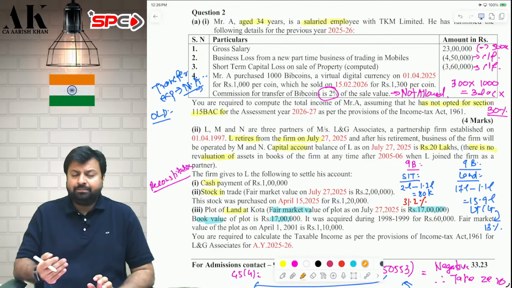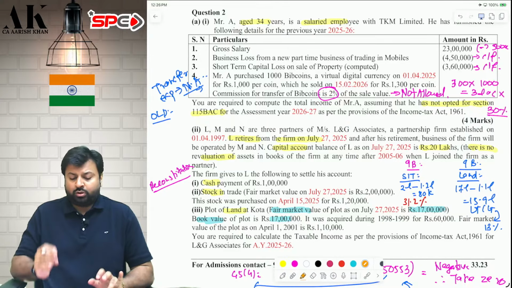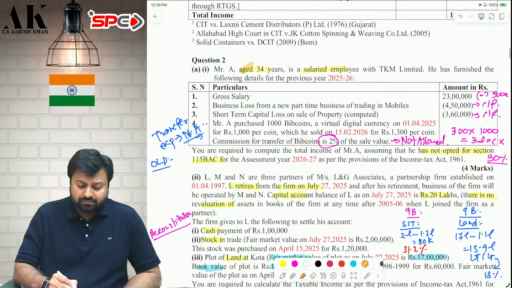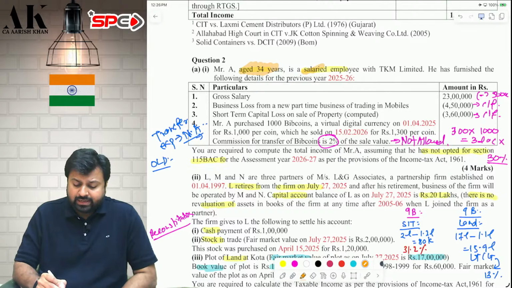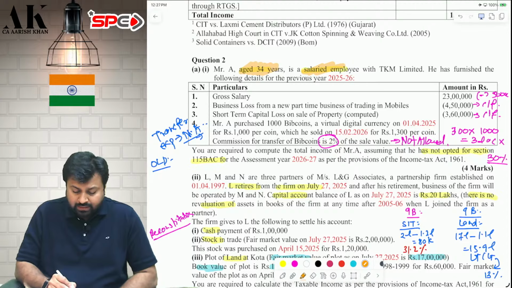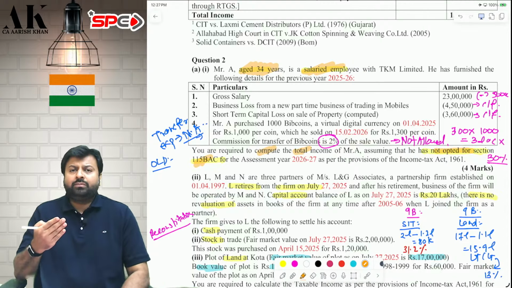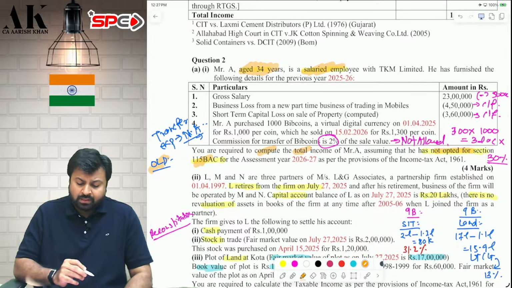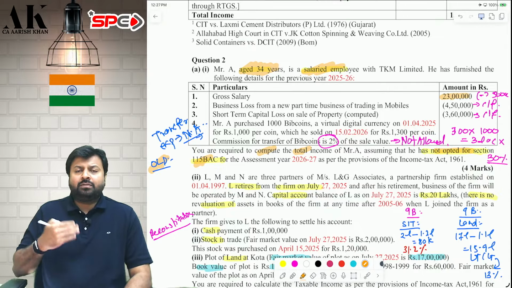Part A is very simple, but part A2 is very, very good. Part A. Mr. A, aged 34 years. He is a salaried employee. He is earning the following income. We need to answer what is the total income of this person. We need to compute total income, and he has not opted for 115BAC, so we have to compute as per old regime. Okay. First, gross salary 23 lakhs from that old regime.